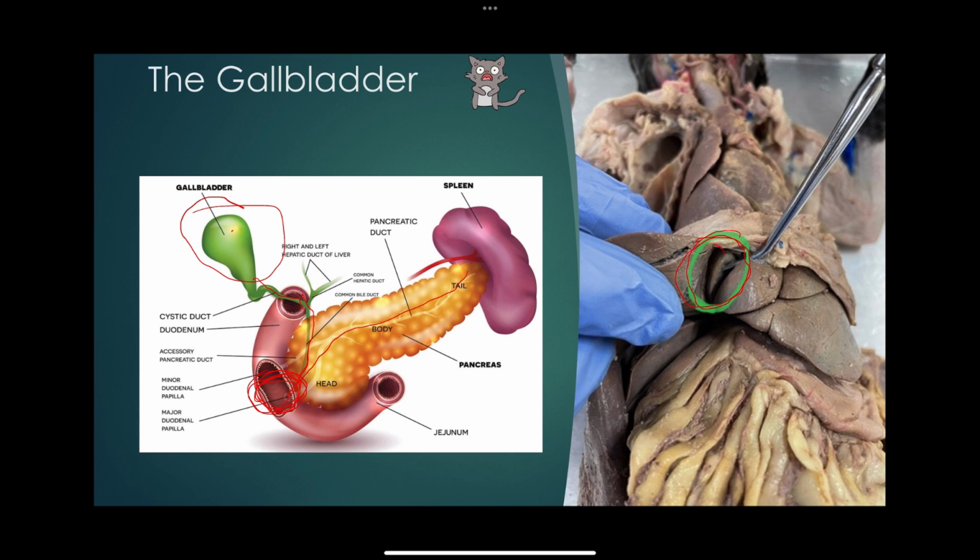The next organ of the abdominal cavity would be the colon, or the large intestine. You could see it on the cat marked right here. The colon is very important in digestion as well, because it absorbs water and electrolytes from the food running through.